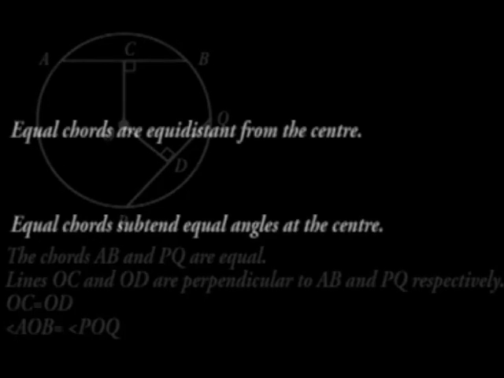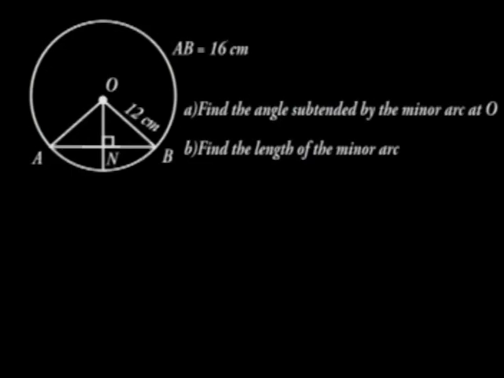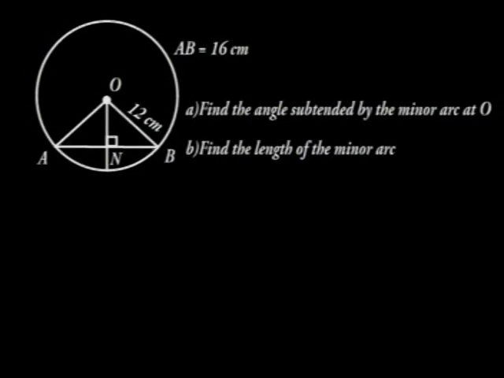In general, equal chords are equidistant from the center. Equal chords subtend equal angles at the center. For example, a chord of 16 cm is drawn on a circle of radius 12 cm, as shown below. Find the angle subtended by the minor arc at O. Find the length of this minor arc.